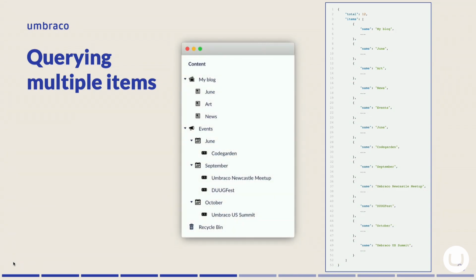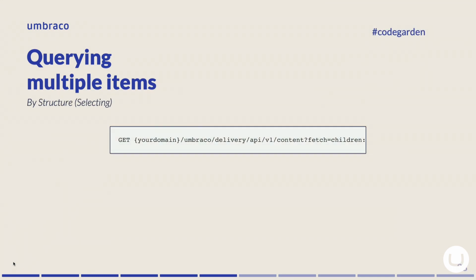And just as a comparison, we have our trees in the back office, and if you count them later, you'll also end up with a total of 12 items. Let's add some query parameters to this option. For example, we can apply a fetch parameter to query by a specific structure, and that way we can narrow down our selection to only specific items. We can define our criteria after the fetch parameter in the query string.